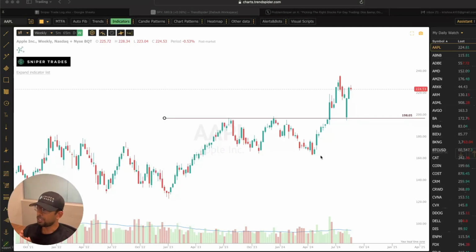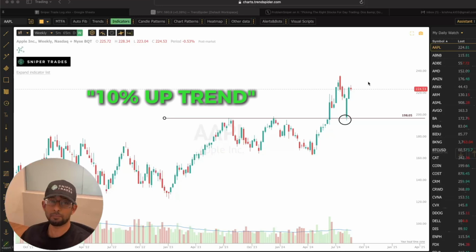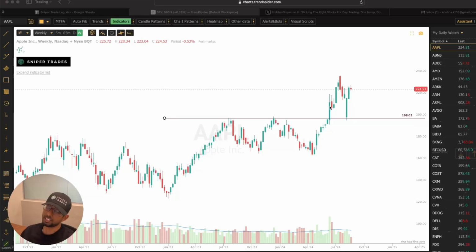Here in this example, you can clearly see where to buy the dip at 198. If you bought the dip at that level, Apple is now trading about 10% above it. So that's a good investment right there. All right, let's go with another example.